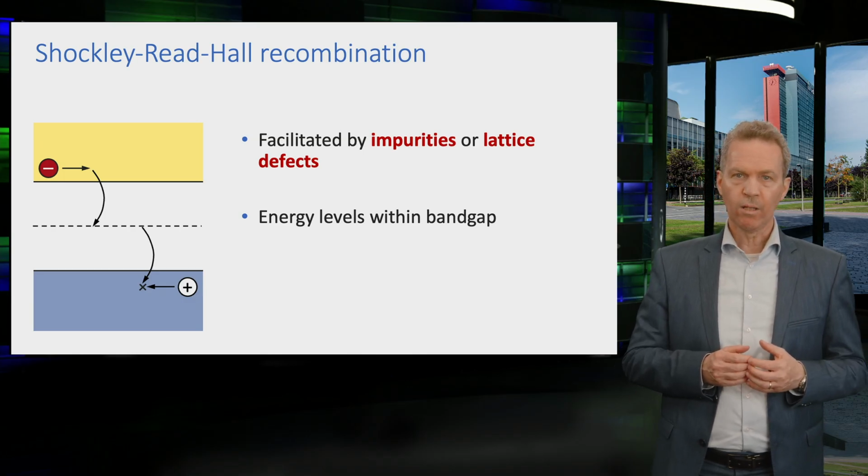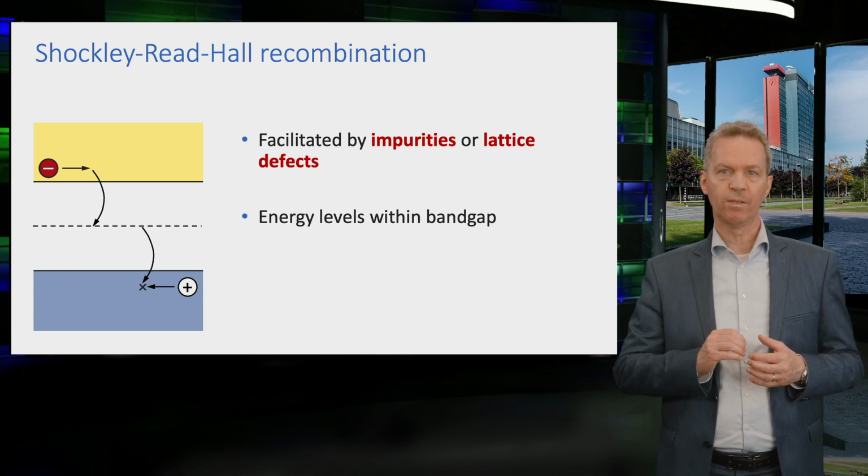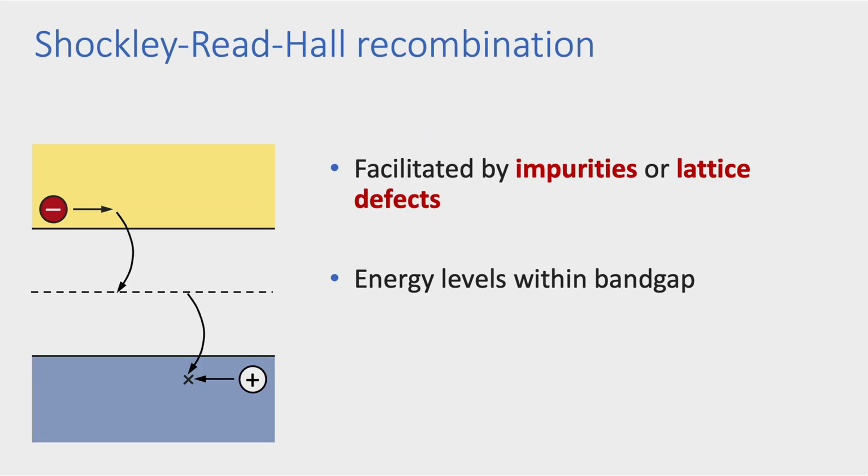For SRH recombination, we consider primarily deep-lying traps. Some traps have energy levels close to the band, but these levels do not contribute to SRH recombination and essentially only slow down the movement of free charge carriers. We will only consider the traps associated to SRH recombination.